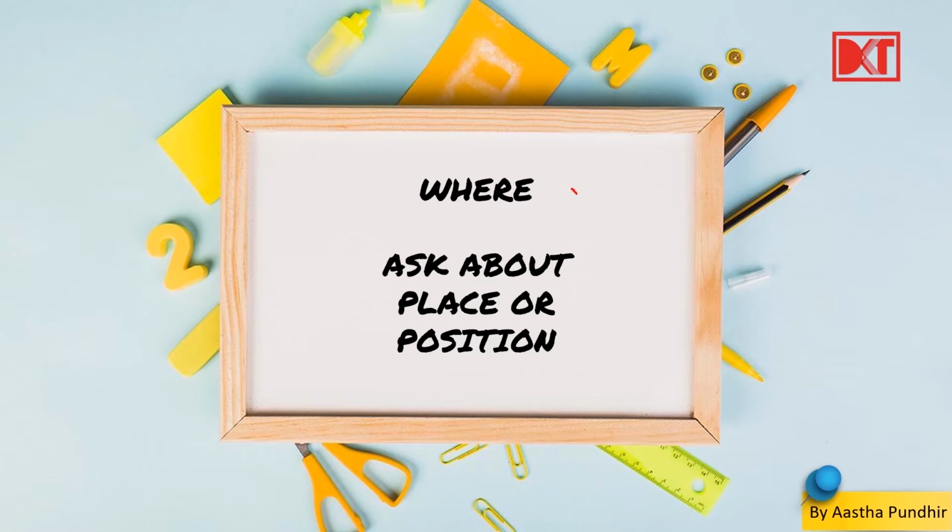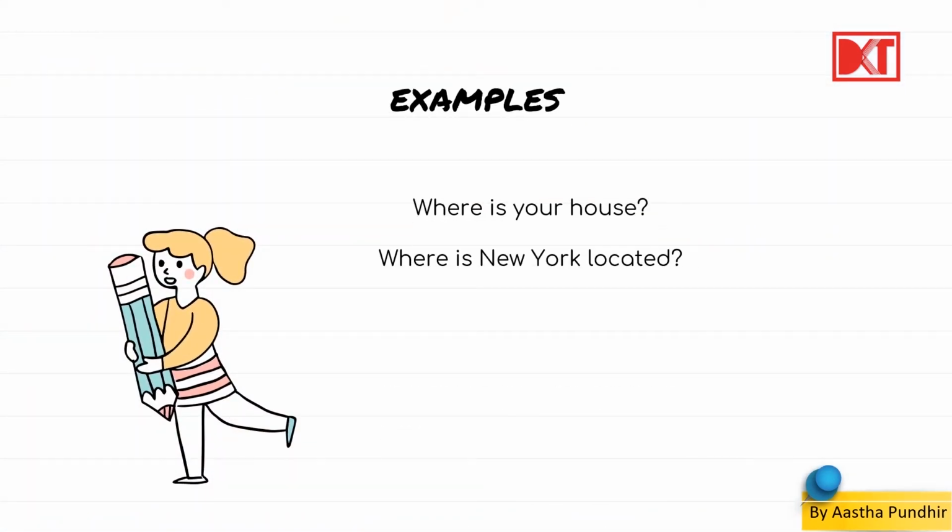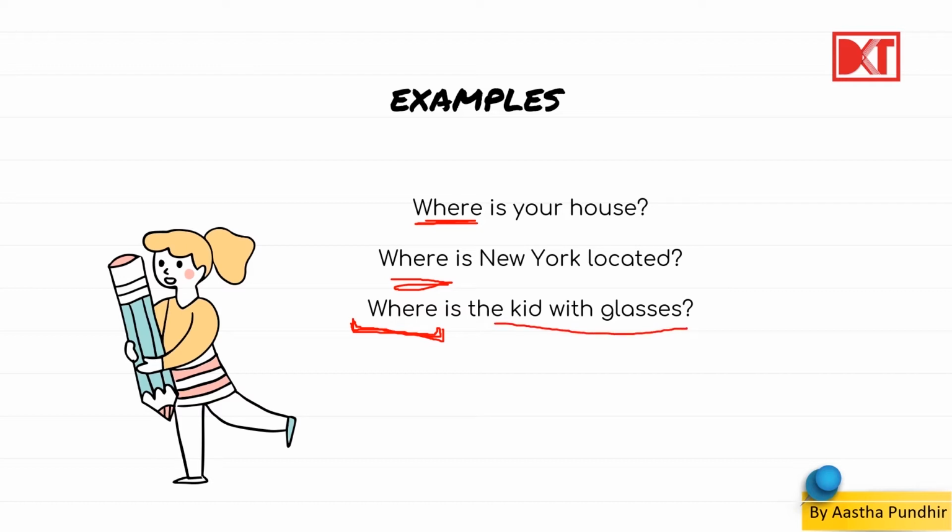Next up is where. Now where is used to ask about any place or position. Here we have the examples, like where is your house located? We are asking about a certain place. Then we have here, where is New York located? Again we are asking about a certain position and place. Here again, where is the kid with glasses? Here we are asking the whereabouts, the position or the place of the kid with glasses.